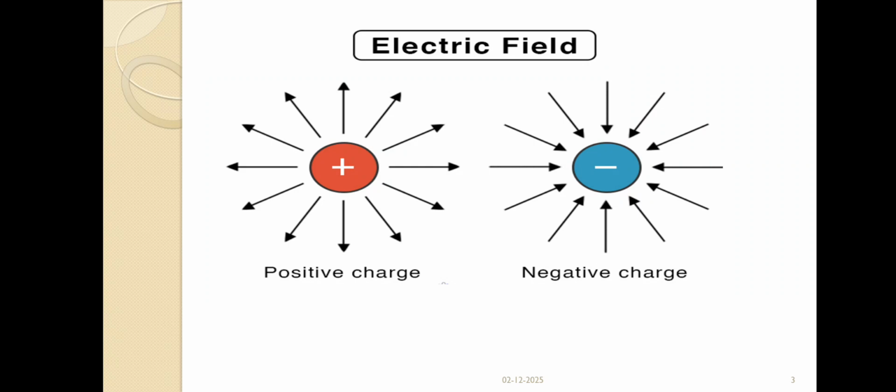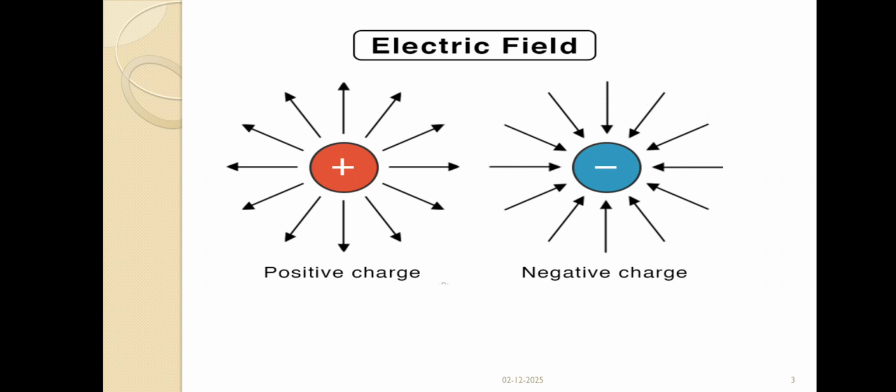Today we see about static electric field. Electrostatics is nothing but the study of electric charges at rest. We know two types of charges are there, positive charges and negative charges. The charges at rest can produce some field, and that field is called static electric field.